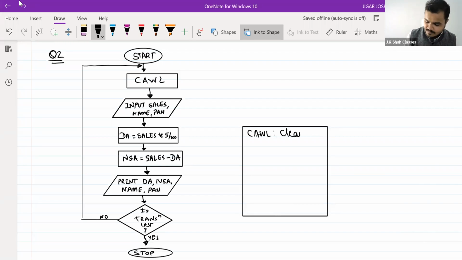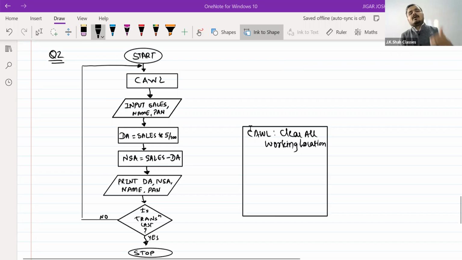So first one, CAWS. What is the full form? Sir, clear all working location. Yes or no? Yes, sir. I have just calculated one thing extra over here, that is discount amount plus net sales amount. You can end your calculation with the calculation of discount amount also. I am just moving one step ahead so that my students can easily understand the concept in a proper way. Understood? Yes, sir.